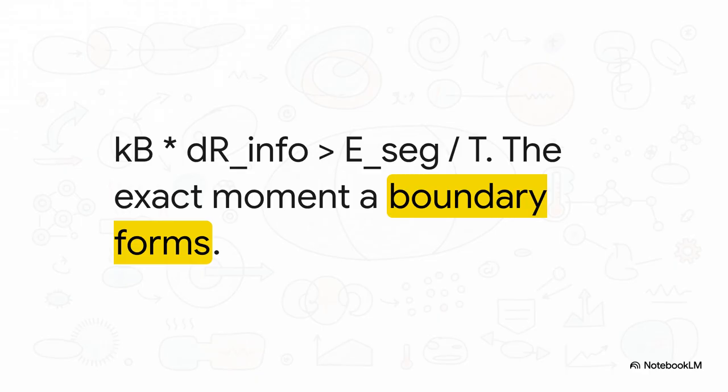To escape our paradox, we have to strip away biological assumptions and look at pure, non-equilibrium thermodynamics and information geometry. And it all boils down to the single thermodynamic condition equation. Now, I know it looks a bit intimidating, but stick with me. It's k_B times ΔR_info is greater than E_segregation over T. This beautifully illustrates the exact physical moment a boundary spontaneously forms out of uniform, empty space. Let's break down what these pieces actually mean.